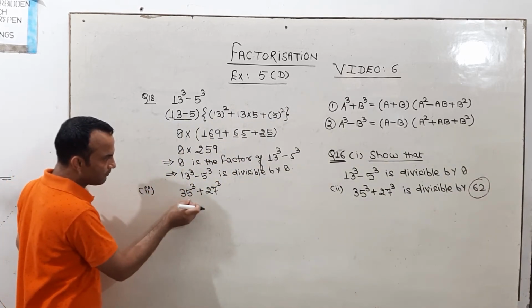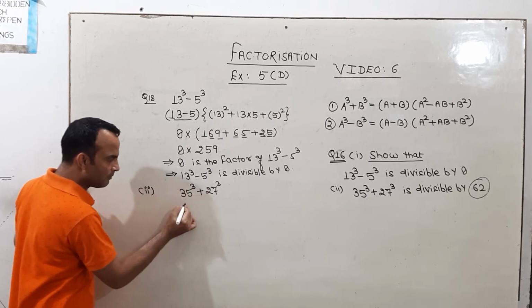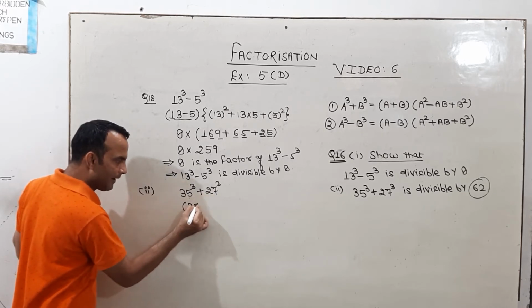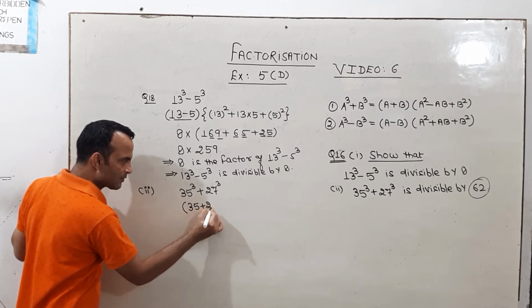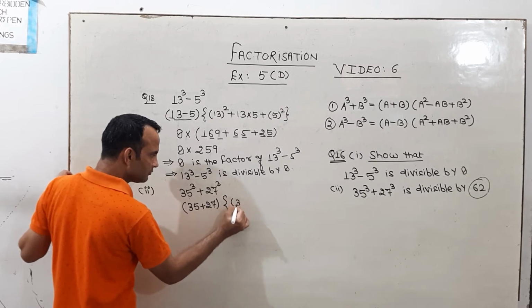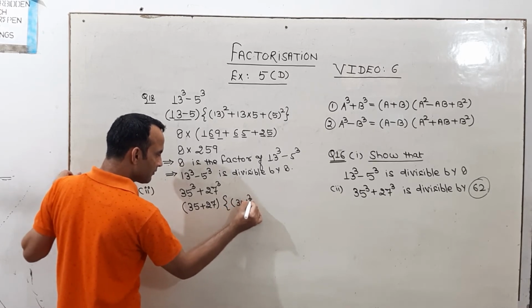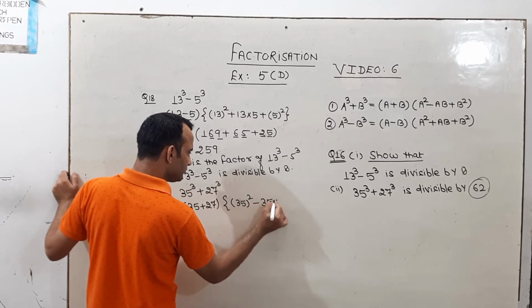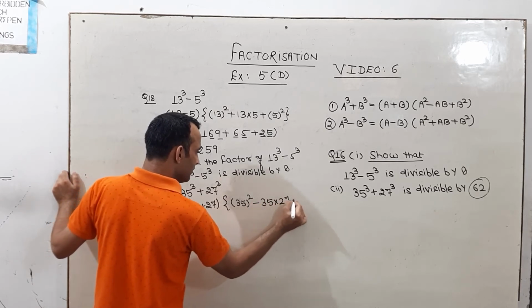35 whole cube plus 27 whole cube. We can apply the identity a cube plus b cube, a plus b, a square minus ab plus b square.